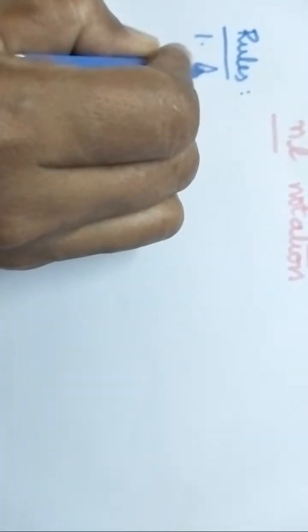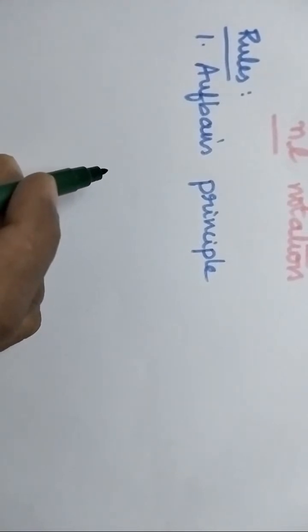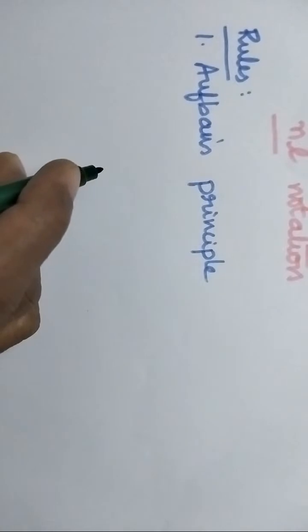So what is the first principle? That is Aufbau principle. Now, what is meant by Aufbau's principle? Can anyone share? Yes, Aufbau's principle mainly deals with the filling of atomic orbitals with electrons.